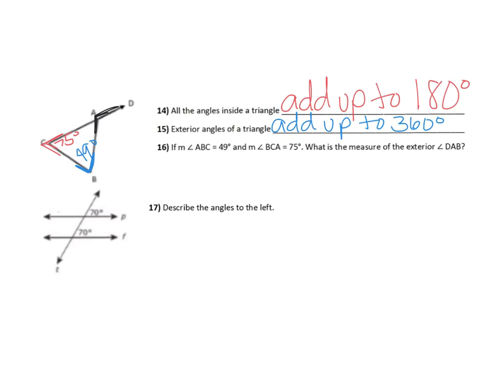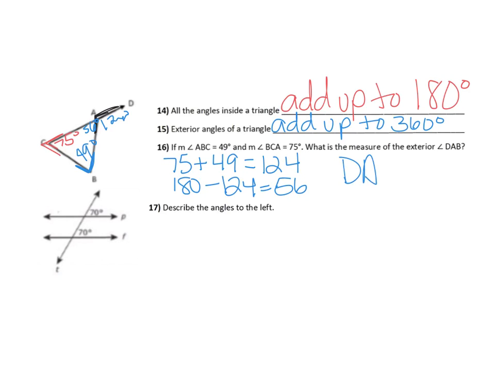So what you would need to do is add 75 plus 49, which equals 124. And that happens to be what DAB is. But in case you forgot that the two interiors add up to the exterior, you could subtract 180 minus 124 to get 56. So this interior angle is 56, which makes the exterior angle 124. So angle DAB equals 124 degrees.